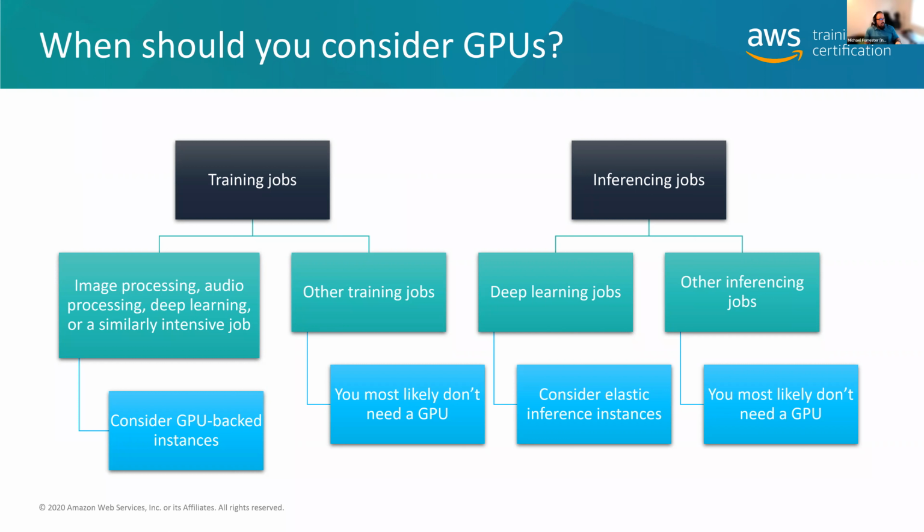So for training jobs, consider GPU instances if you have audio or video processing, deep learning, just for training purposes. Other jobs, you probably don't need it. For inferencing jobs, you won't need it for image processing and audio processing, but you could possibly need it or see a huge improvement if you're doing deep learning inferencing in production.